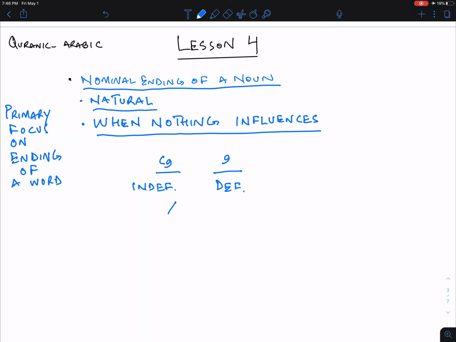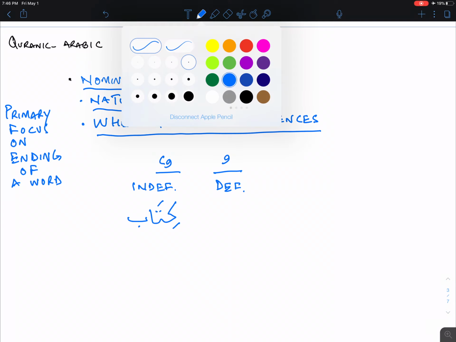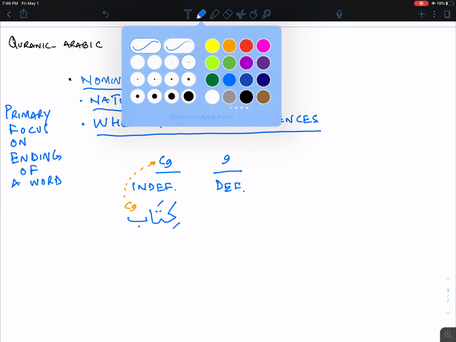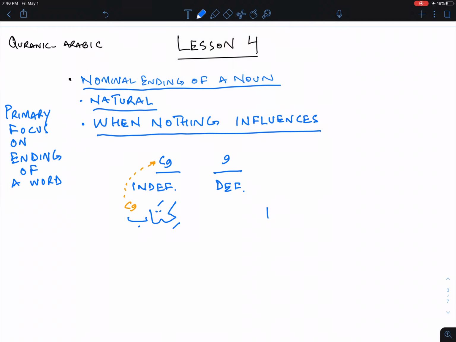So the example we used was what? It was kitabun, right? Again, I'm going to write it, and that's what I was referring to right here. And the next word we're going to have here is al-kitabu in the definite condition. Okay? So that's al-kitabu. See how this is definite and this one on the left is indefinite. So that much we understand.